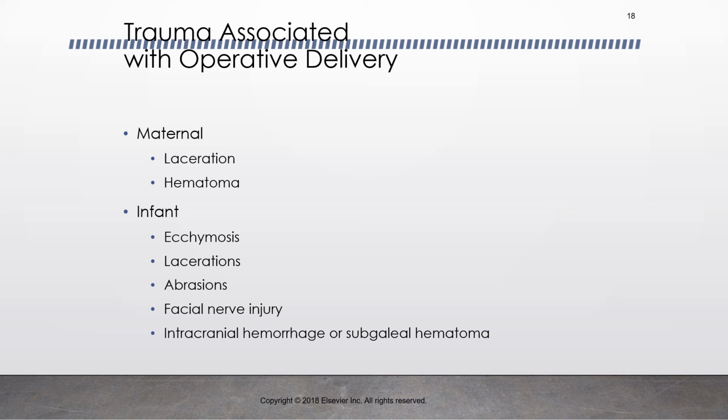Trauma associated with operative delivery. So if mama does not have an episiotomy, we apply vacuum or forceps especially, she's going to lacerate. And those are listed in your book. First, second, third, fourth degree lacerations are in your book. Hematomas. Infant can have bruising. They can also have lacerations and abrasions on their face, which go away, but they look awful. Facial nerve injury, possibly because of the placement of particularly the forceps, and the intracranial hemorrhage or subgaleal hematoma as a result of, can be forceps, but more commonly associated with vacuum extraction.